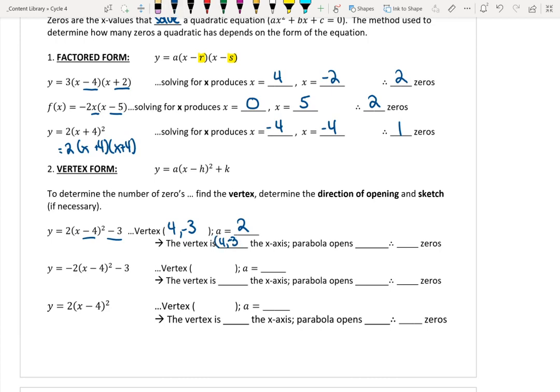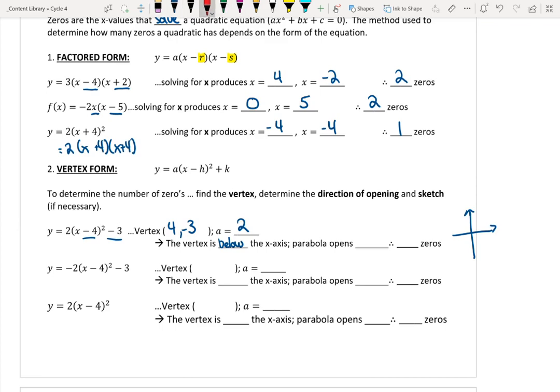And the vertex is below the x-axis because that y value is negative 3. So that means if I were to draw a rough sketch over here, my vertex would be down here.